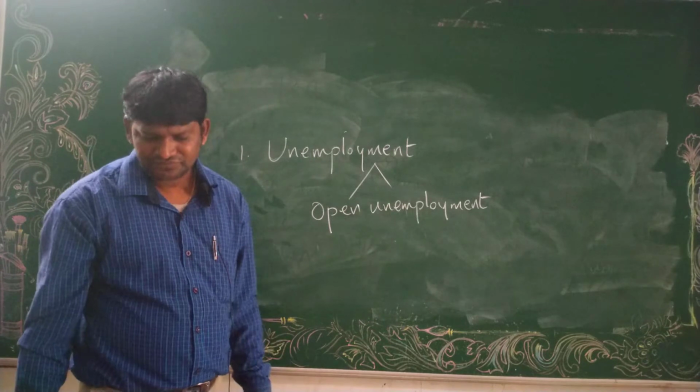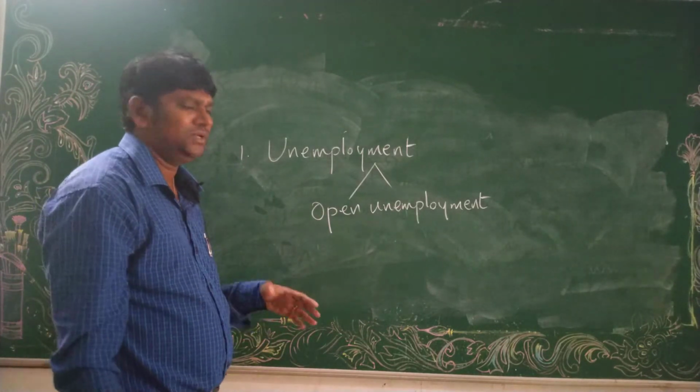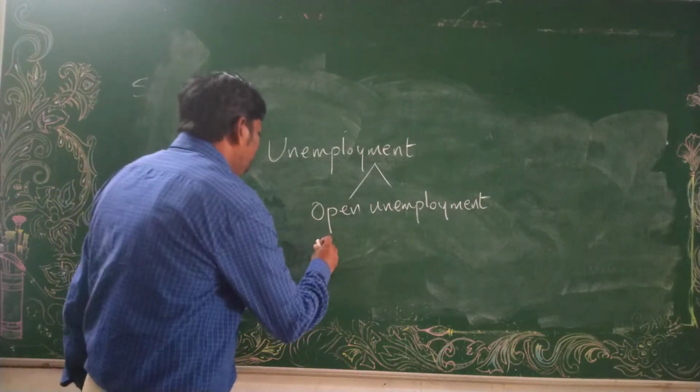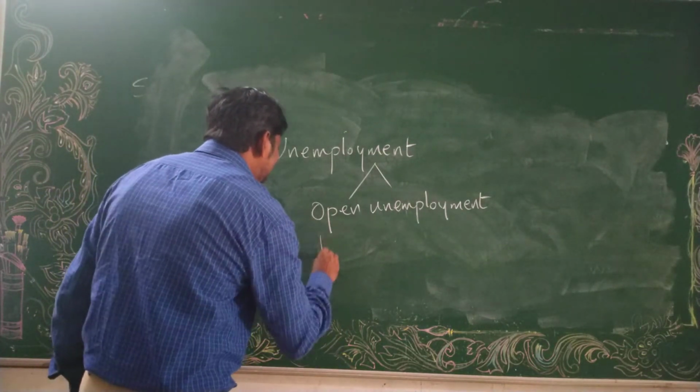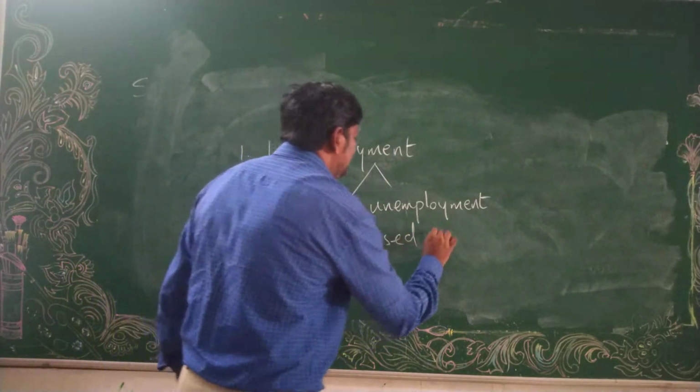There are so many types, so I'm just giving you certain examples. So that is open unemployment. The next one is disguised unemployment.